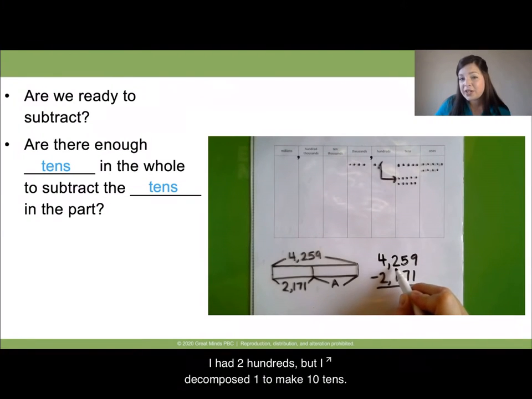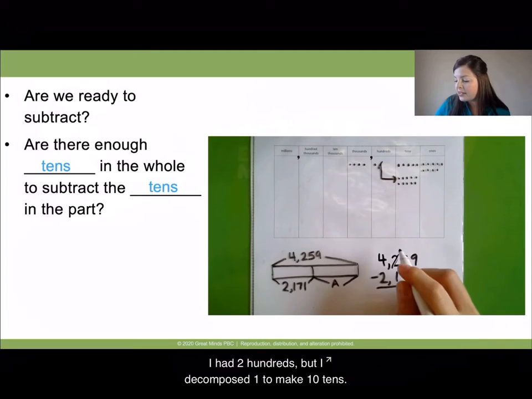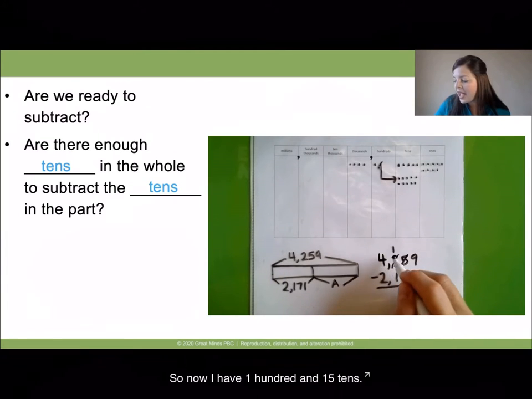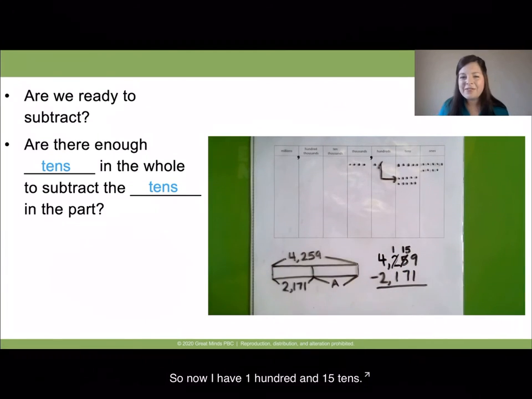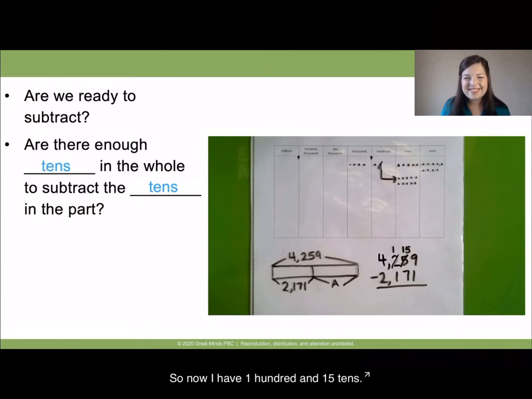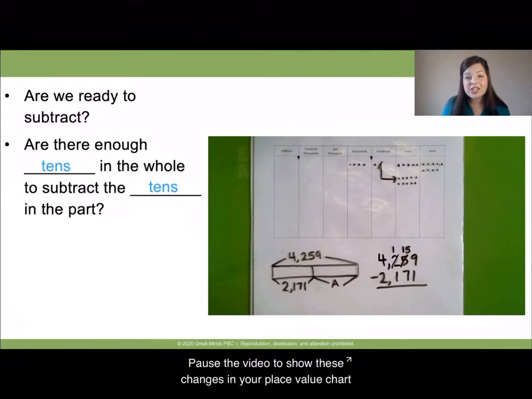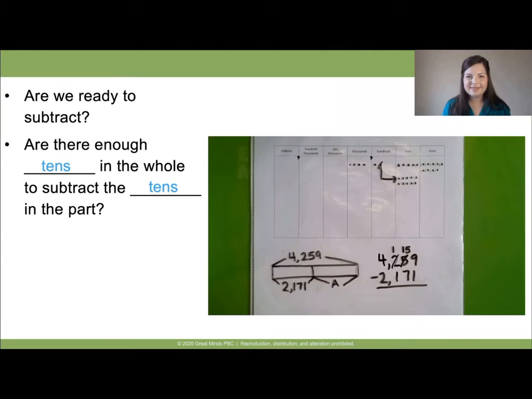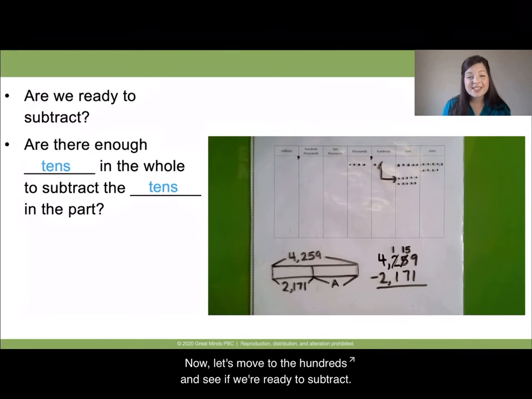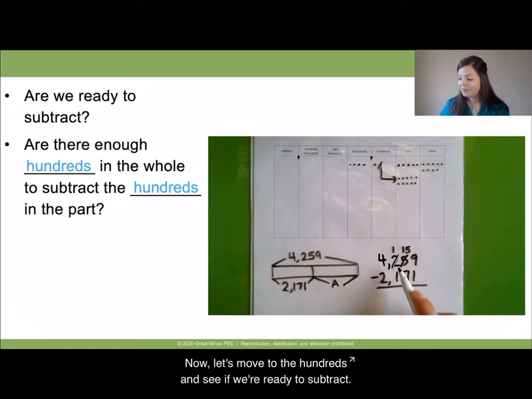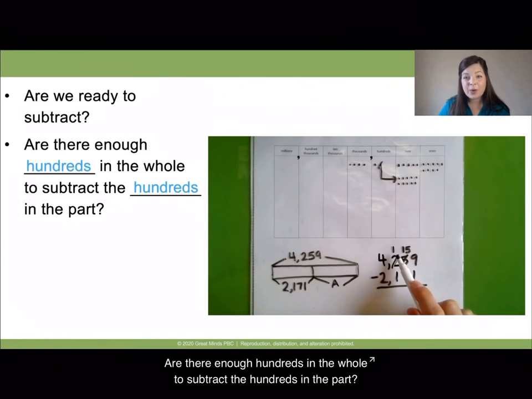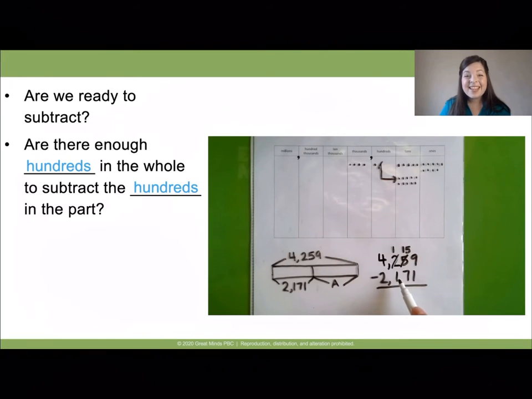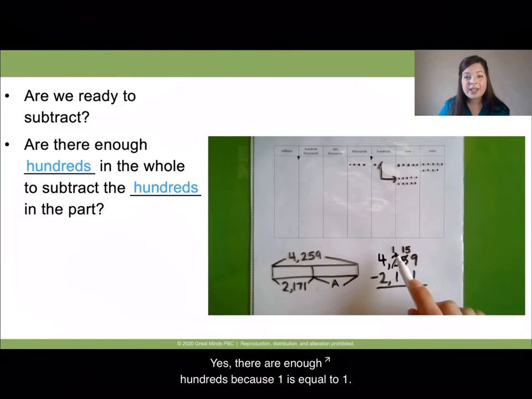I had 2 hundreds, but I decomposed 1 to make 10 tens. So now I have 15 tens. Pause the video to show these changes in your place value chart and in the algorithm like mine. Now let's move to the hundreds and see if we're ready to subtract. Are there enough hundreds in the whole to subtract the hundreds in the part? Yes, there are enough hundreds because 1 is equal to 1.